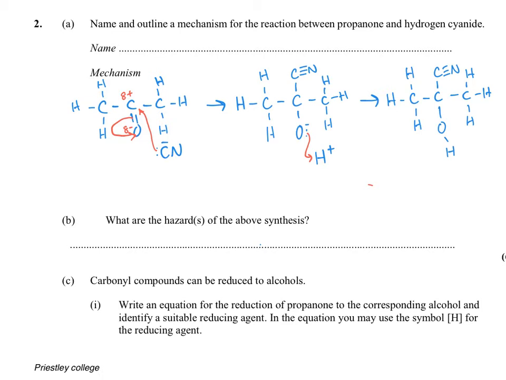So if we look at what's happened, we've started with something that's a nucleophile, it's positive loving, and all we've done is add things onto the original molecule. So the mechanism must be nucleophilic addition. The main hazard of the above synthesis is we're using cyanide. Cyanide's particularly nasty. We'd say it's toxic.